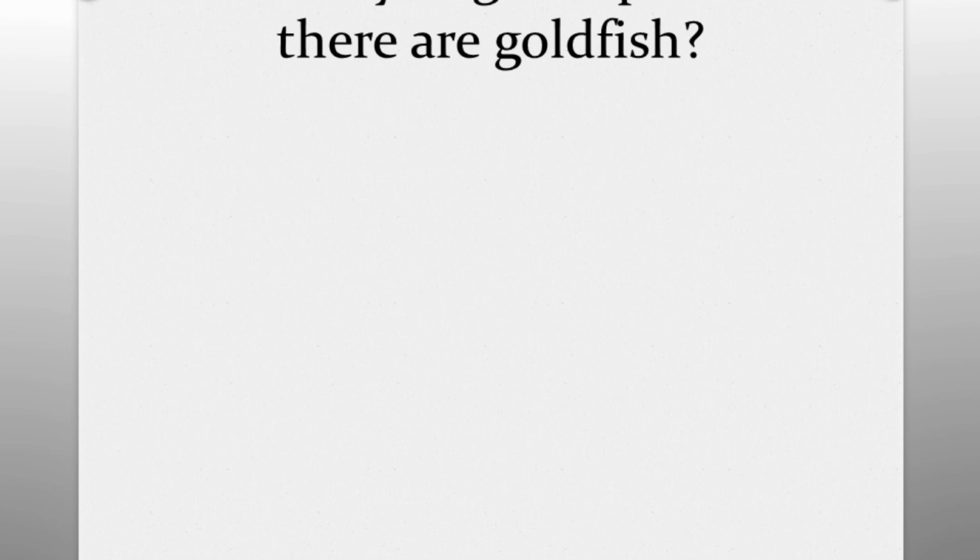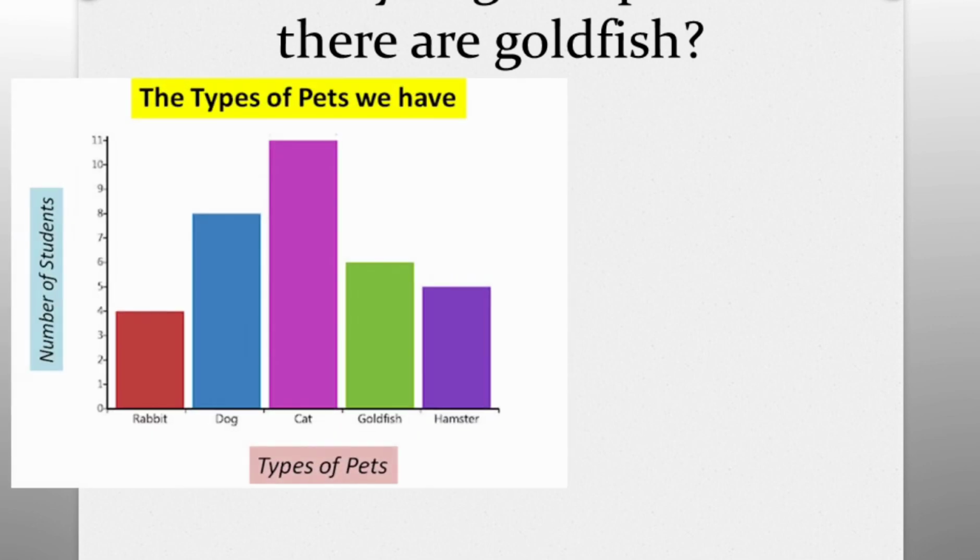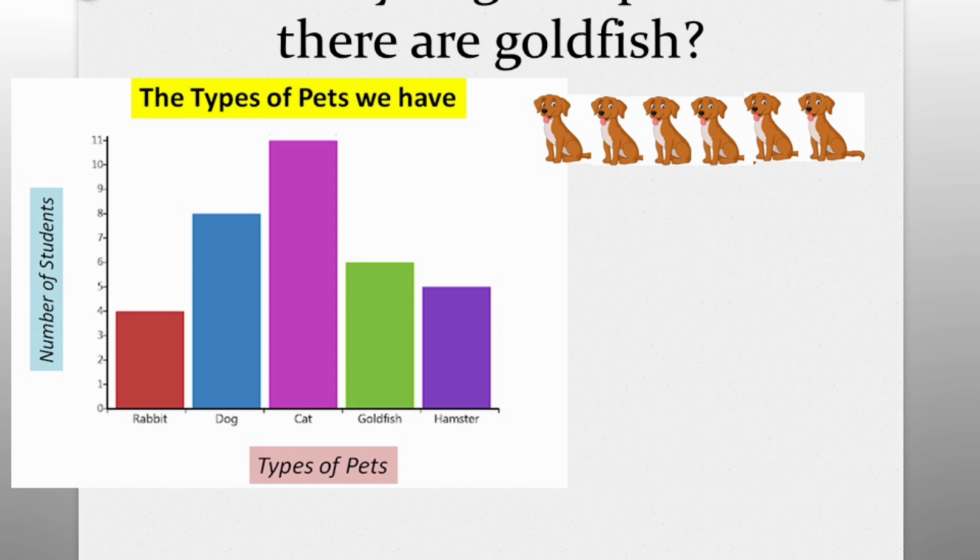Let's think about another information that we could gather from a bar graph. How many more dogs are there than there are goldfish? Now, here we have the graph again. And first we need to see how many dogs there are. Okay, so we're looking and there are 8 dogs. Let's go 1, 2, 3, 4, 5, 6, 7, 8 dogs.